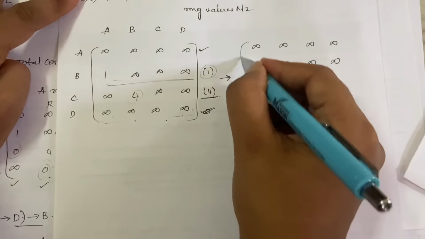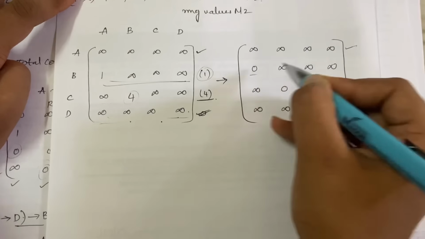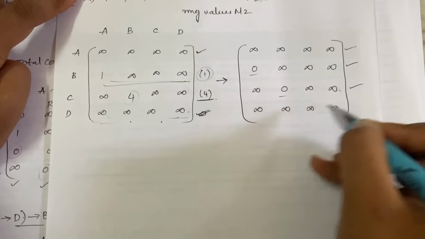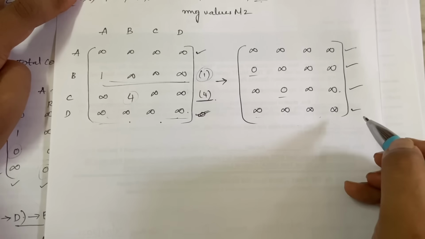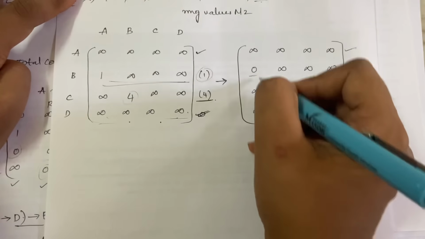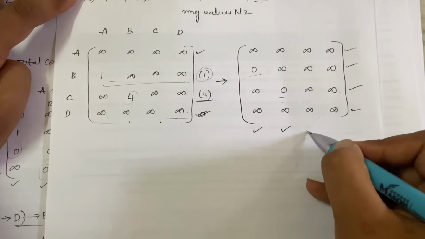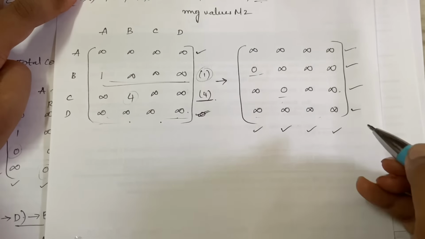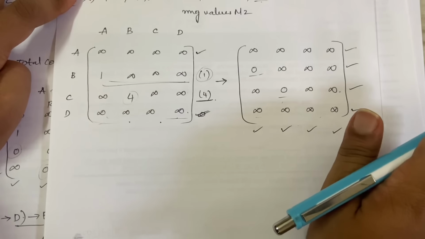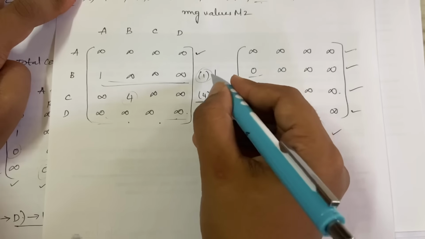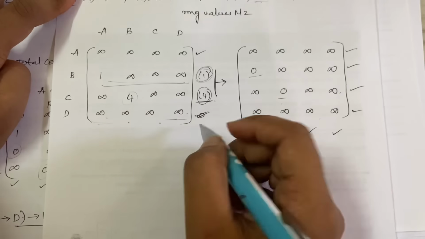Now check if all the rows are reduced or not. At least one 0, yes. At least one 0, yes. And all infinities, yes. Check for columns now. Here at least one 0, yes. At least one 0, yes. All infinities, all infinities. So this matrix is perfect, it is reduced. Now what is the total reduction? From the second row you subtracted 1 and from the third row you subtracted 4.